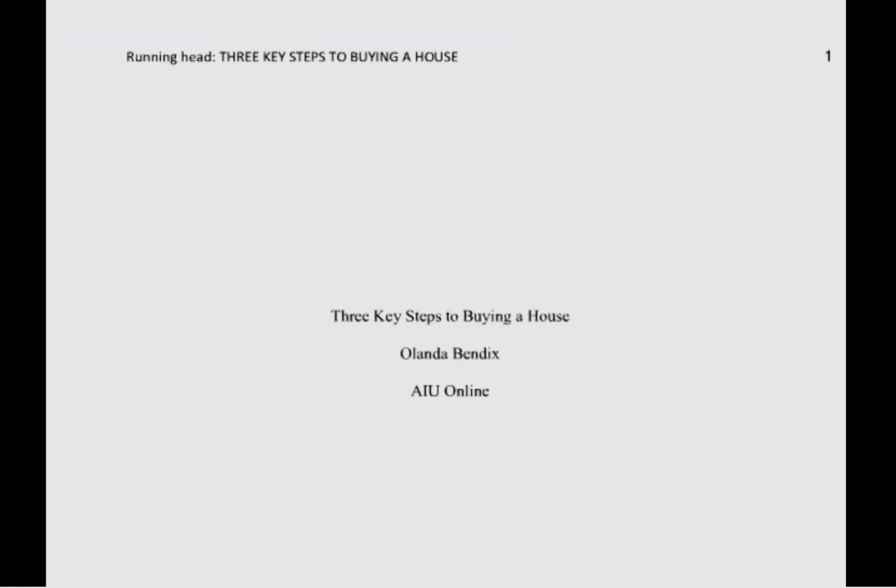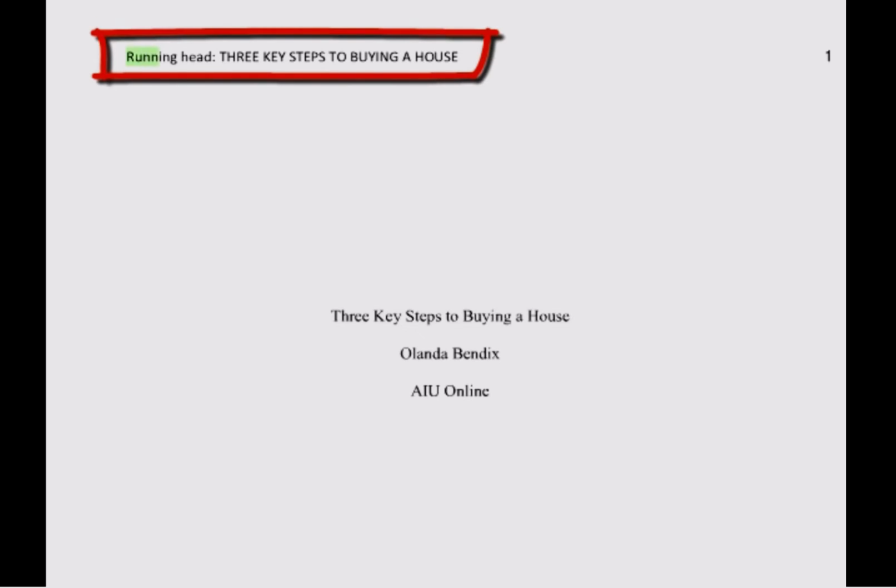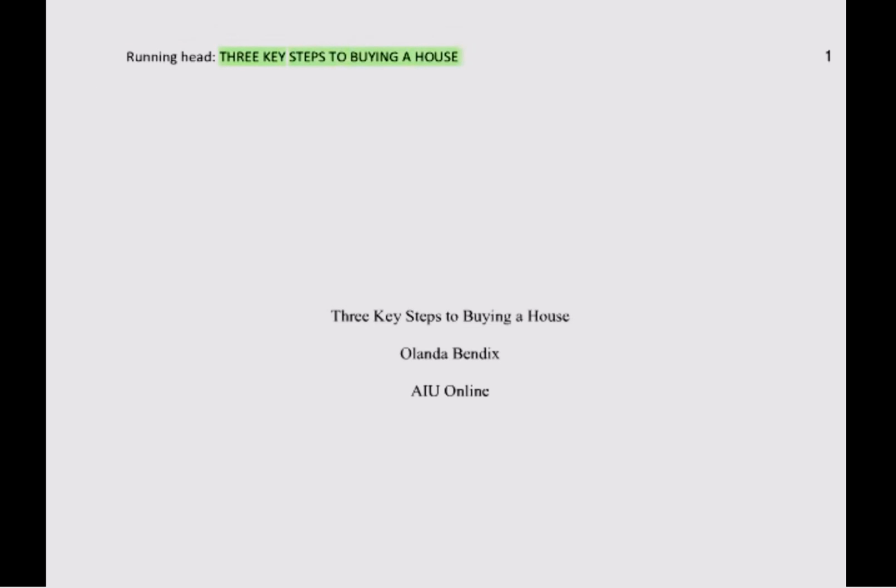Okay, there it is. Here's your model paper that you should be seeing, called 3 Steps to Buying a House by Yolanda Bendix. Not a real name, not a real person. Running head. These 2 words appear only on your title page to let the reader know what the running head for this manuscript will be. And it is 3 Keys to Buying a House. Page number 1 on the right-hand side. Then comes your info block, consisting of your full title, double space name, double space school affiliation.